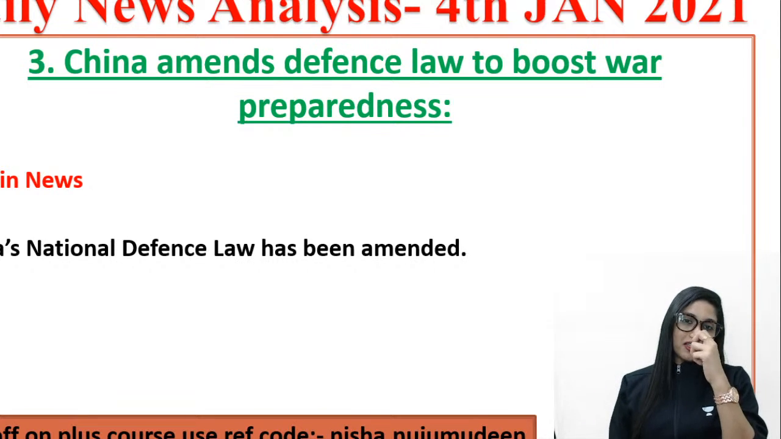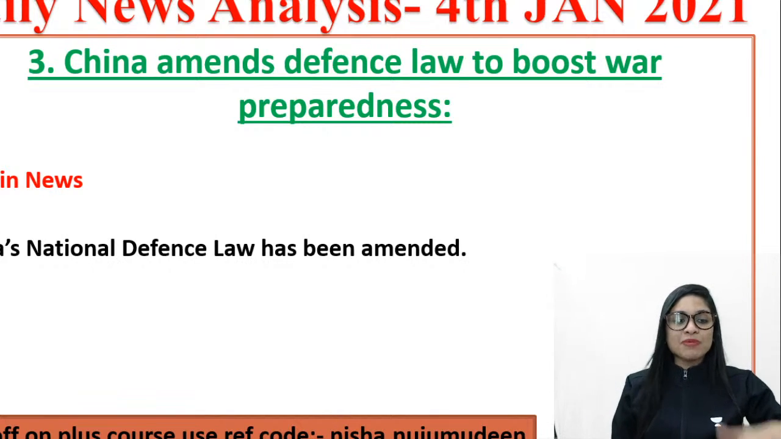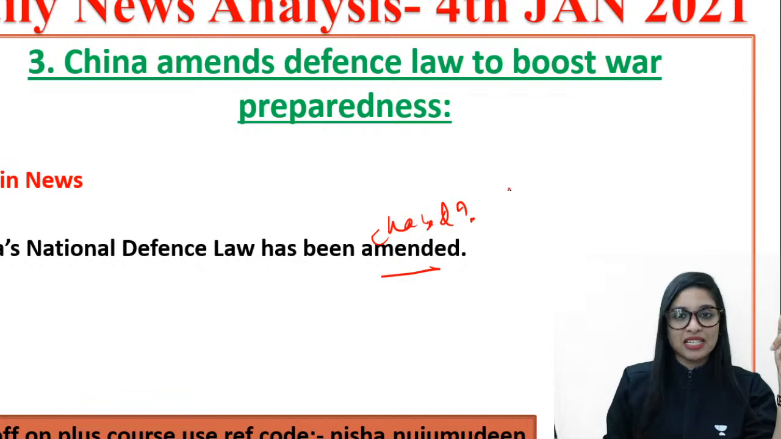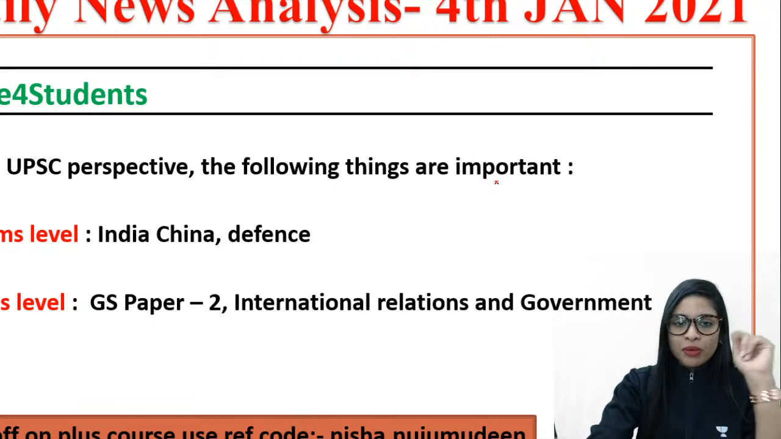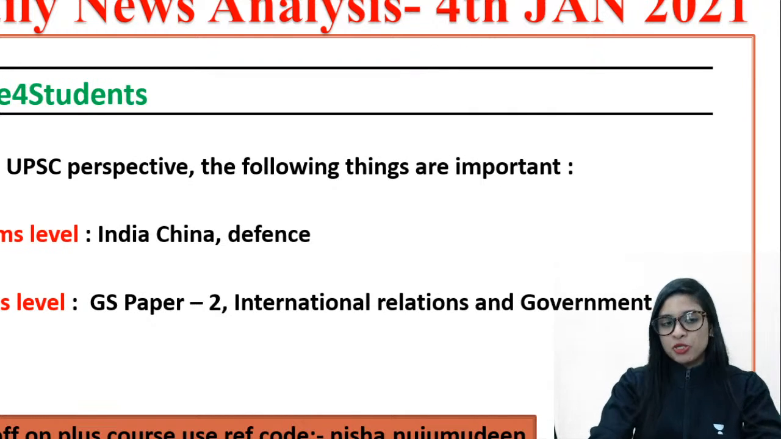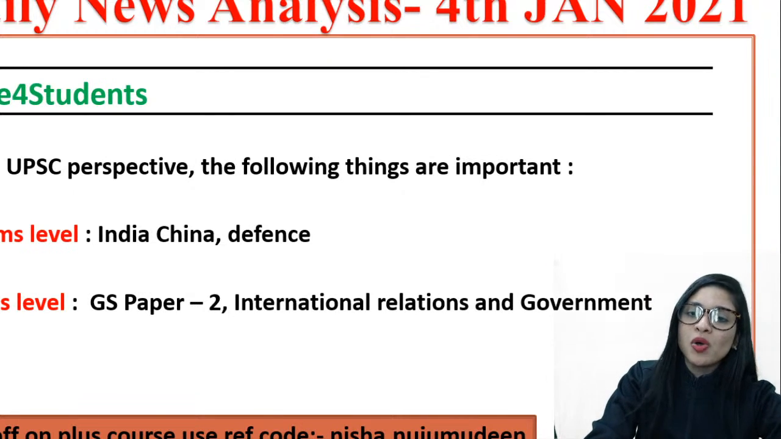So now why this particular topic is in the news is because, if you see in today's newspaper, China's national defense law has been amended. That is, it has been changed. Why, guys? Why would it be changed? The next question that comes to your brain is that. Let's have a look at it. From the prelims perspective, you need to know about India-China relationships, and from the defense perspective, very, very important. And from the mains level, GS paper 2 and also IR and governance. From that perspective, you have to study. Clear?